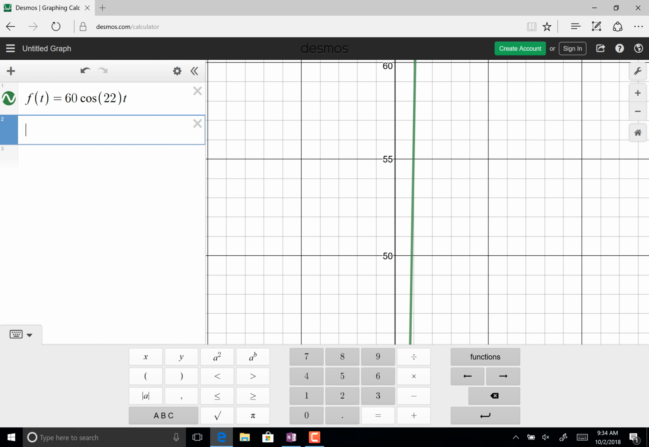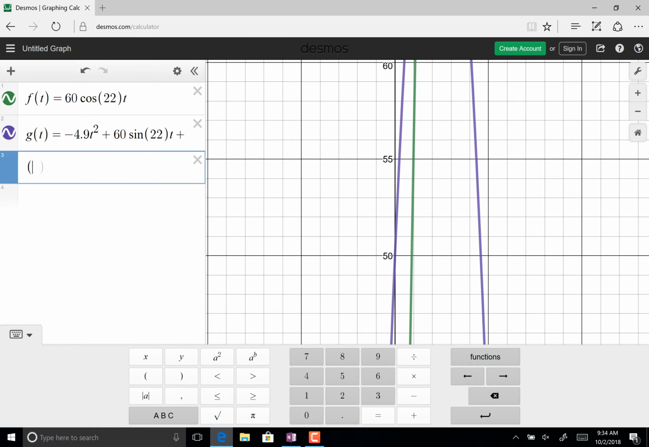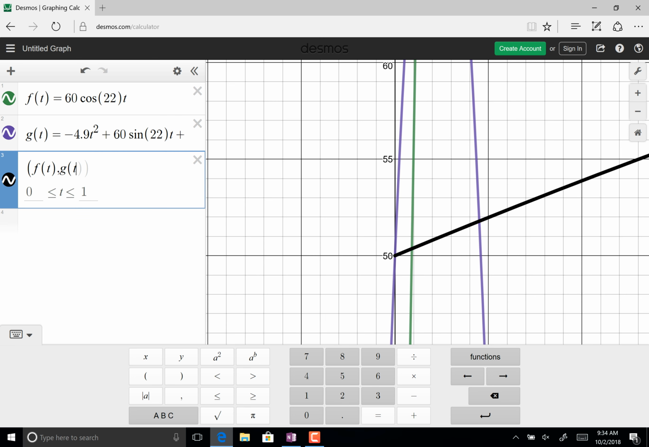And let's do g of t equal negative 4.9 t squared plus 60 sine 22 t plus 50. Nice. Now do this for me. If you do this, parentheses, f of t, g of t, oops, not big G, little g of t. Oh, that's hot, friends.